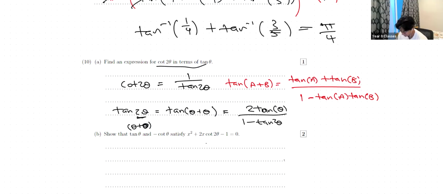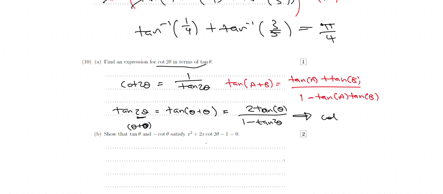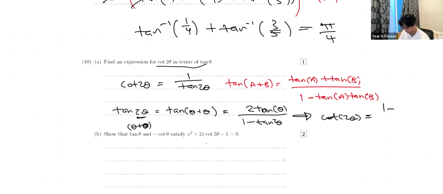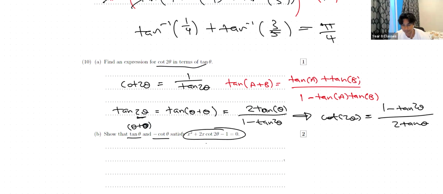So what's that going to be? 1 minus tan squared theta over 2 tan theta. Perfect. Very good. And again, I'll give you some time for the second part. We want to show that tan theta and minus cot theta satisfy this, which basically means we're showing that they're roots of this equation. I'll give you some time to think of some approaches on how to do that.